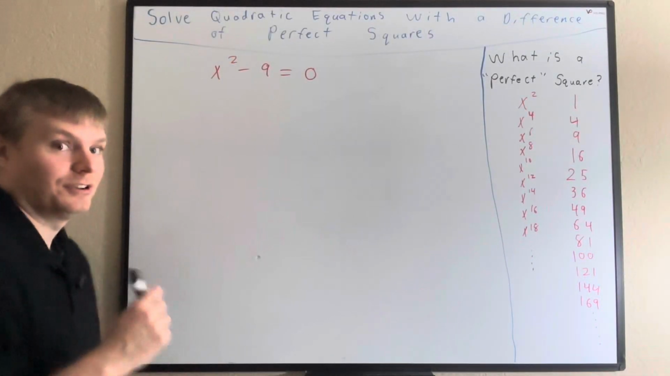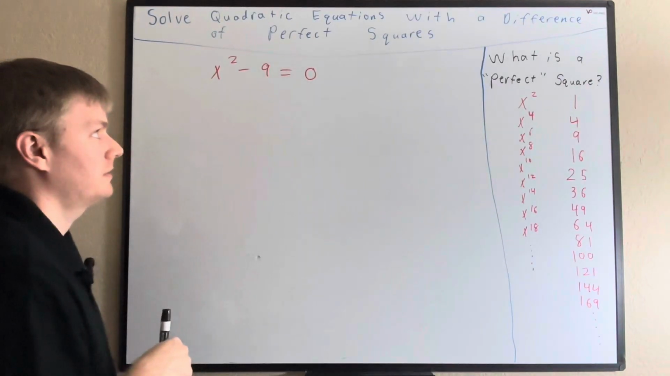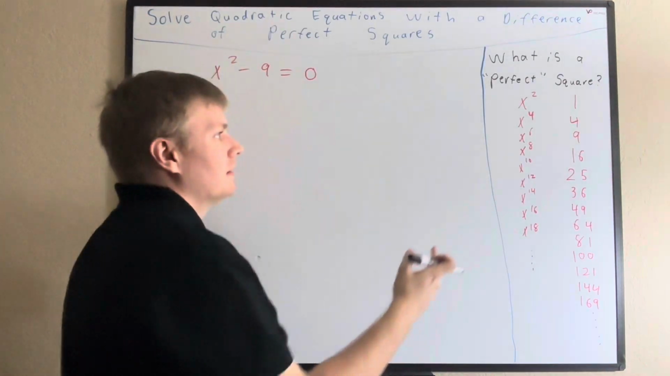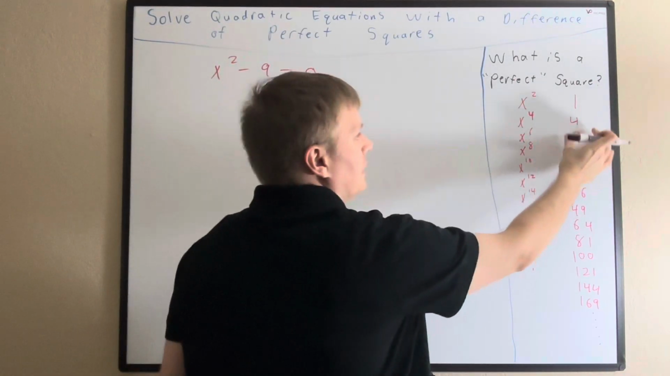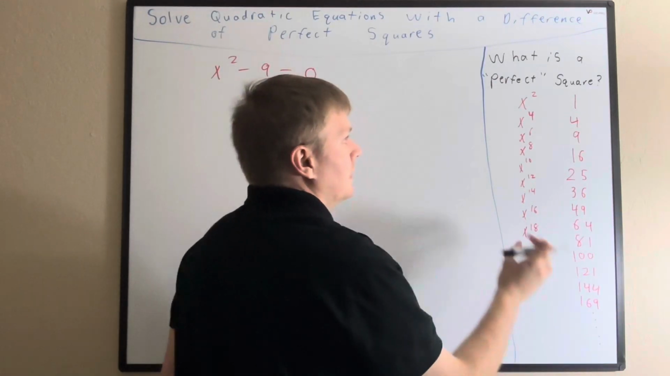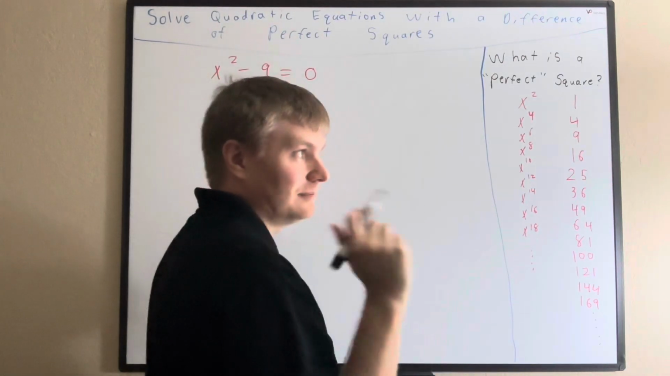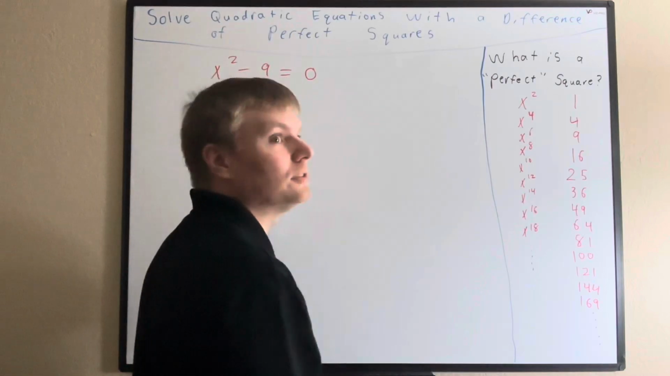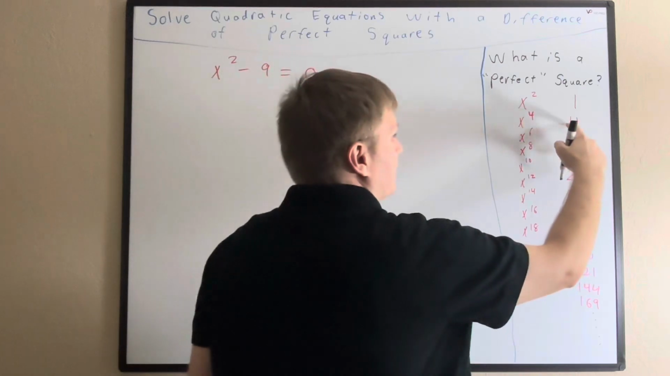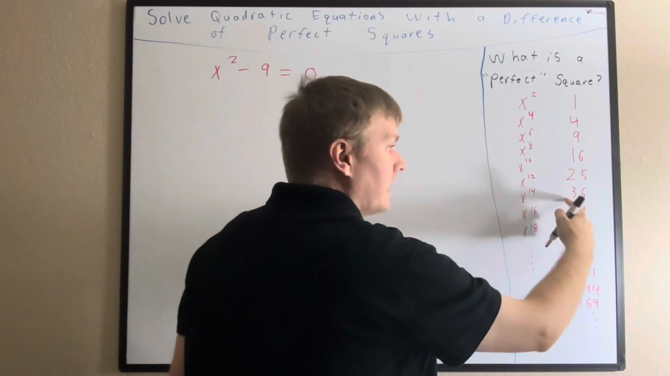In this video, I'm going to go over solving quadratic equations with a difference of perfect squares. Now, first of all, what is a perfect square? Simply put, it's when you take the square root of a number and you get a nice whole number. Because most of the time when you're taking square roots of numbers, you're going to get some monstrosity of a decimal that goes on forever, right? Except when you take the square root of 1 or 4 or 9 or 16, 25, 36.